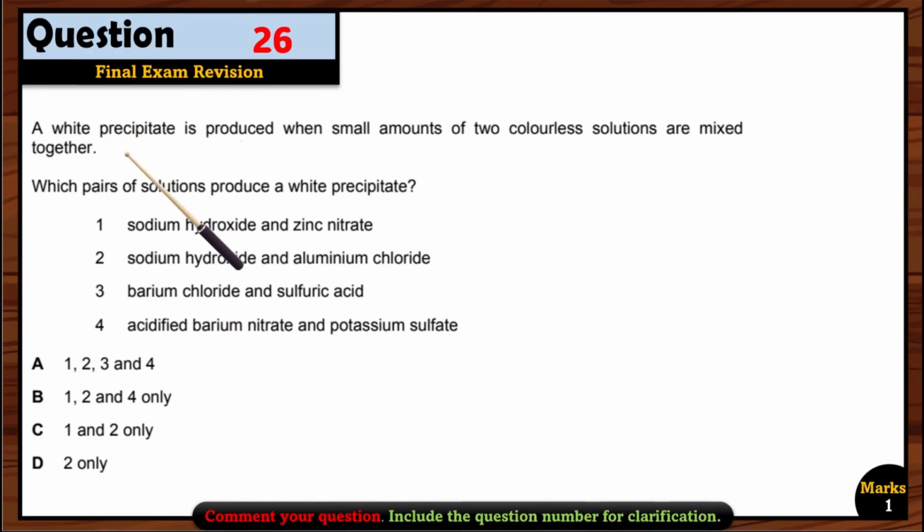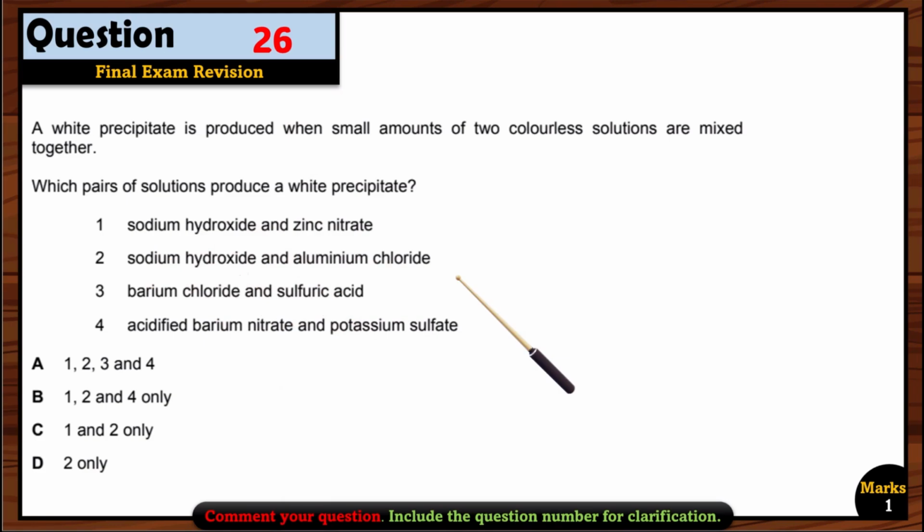Let's see question 26. A white precipitate is produced when small amount of two colorless solutions are mixed together. Which pair of solution produced white precipitate? Let's see one by one each option. Sodium hydroxide and zinc nitrate. Okay, so when sodium hydroxide and zinc nitrate will react, what we are going to get? Zinc hydroxide and sodium nitrate. Okay, so it will produce a precipitate, right? So option 1 can be the right one.